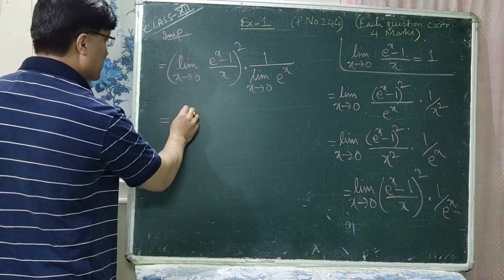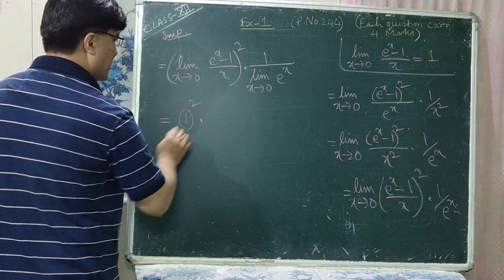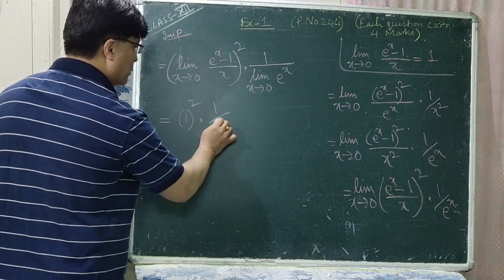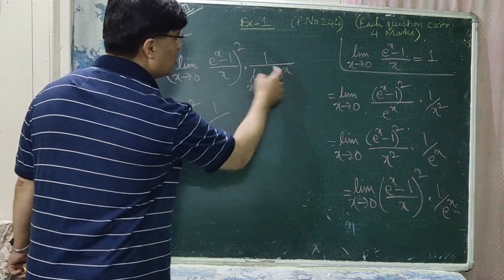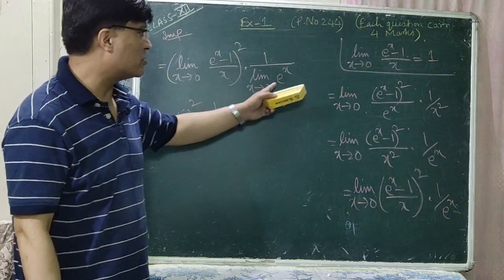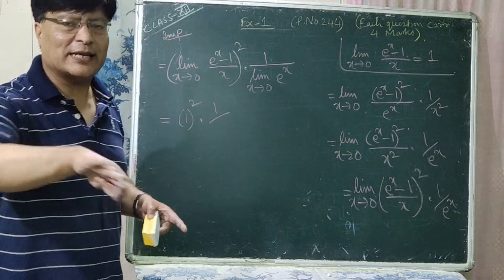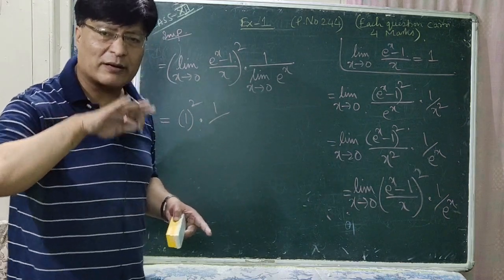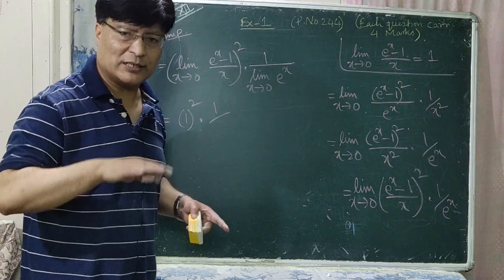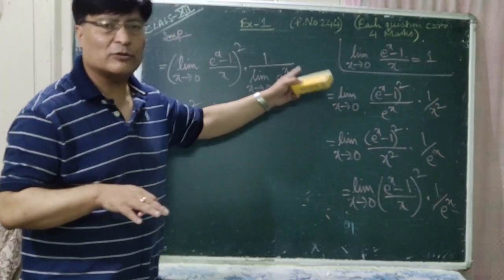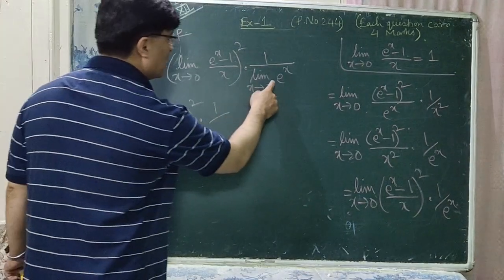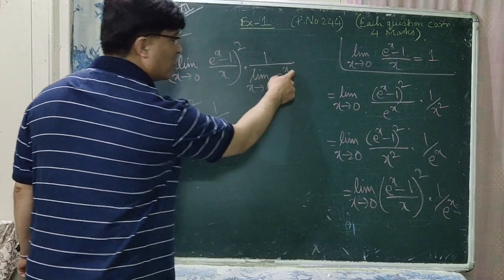Now what is the value of this limit? That is the standard limit, 1. So this is 1 whole square into 1 upon, and here you can put x is equal to 0. If you put x is equal to 0, it is x tending towards 0, that is, nearer and nearer to 0, isn't it? So you can put x is equal to 0 here. So it is 1 upon e to the power 0.